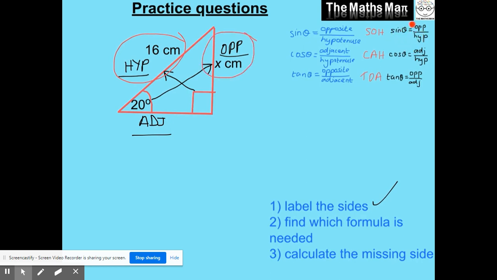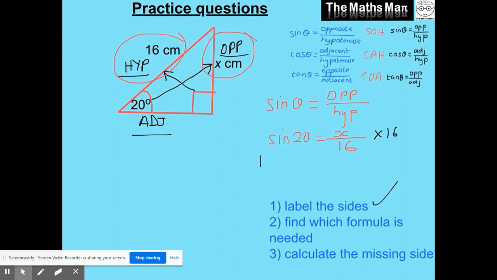So opposite and hypotenuse is in the sine trig ratio. Sine theta equals opposite over hypotenuse. Again, don't forget theta is the angle that they gave us. So sine of 20 degrees equals the opposite, which is x. Again, x is in the numerator, like previous problems we've seen, and 16 is in the denominator. It's on the bottom.